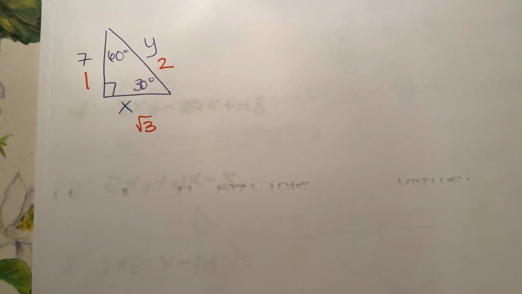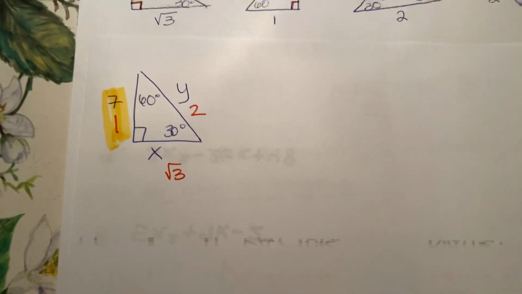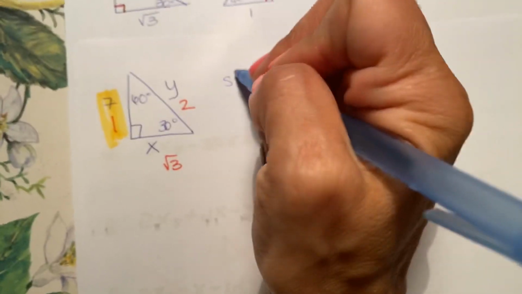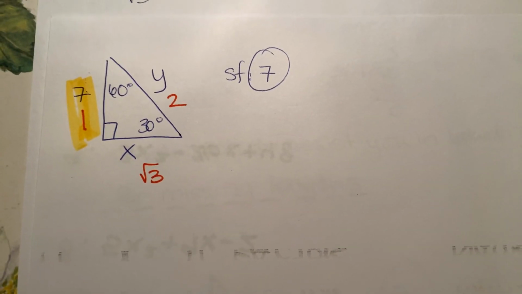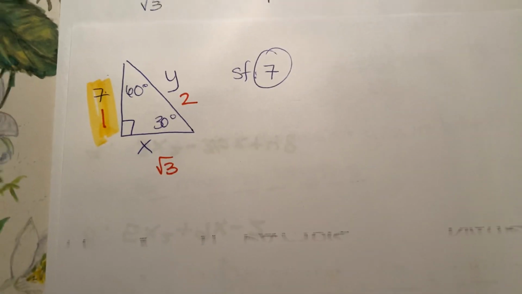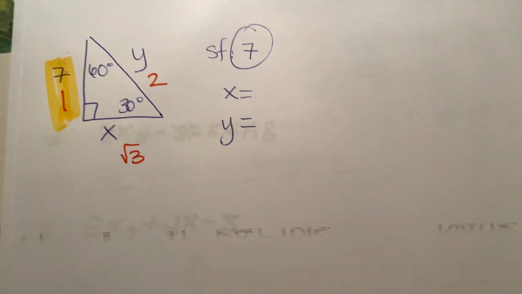All right, find your scale factor. It is right here. Okay, so your scale factor is the ratio or the division of 7 over 1. So my scale factor is 7. Beautiful, right? Okay, so how do you find x? How do you find y? It's scale factor times reference.